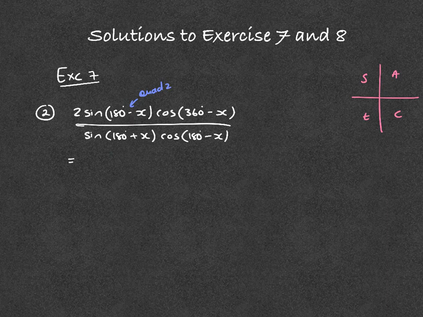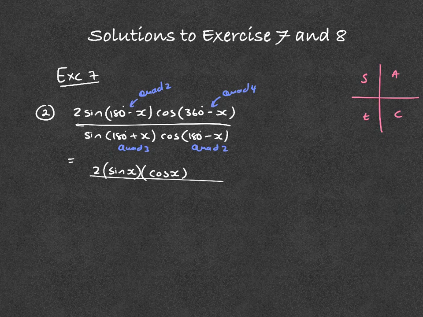2 sin(180 - x) cos(360 - x) over sin(180 + x) cos(180 - x). So let's look: 180 - x is in quadrant 2. 360 - x is in quadrant 4. 180 - x is in quadrant 2. And 180 + x is in quadrant 3. So let's start with the numerator. It's 2 times sin(180 - x), that's quadrant 2, sine's positive there, so 2 times sin x. Cos(360 - x) in quadrant 4, cos is positive there. And then sin(180 + x), that's in quadrant 3, sine is negative there. Lastly, cos(180 - x) is in quadrant 2, cos is negative there.